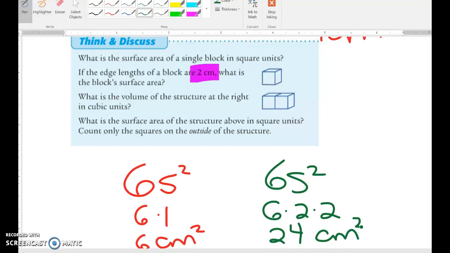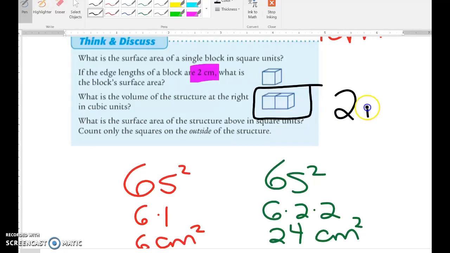Now, what if we look at the second picture here? What is its volume in cubic units? Well, if they're each 1, it has a volume of 2 square units, right? Because we defined it as 1 block is 1 square unit.